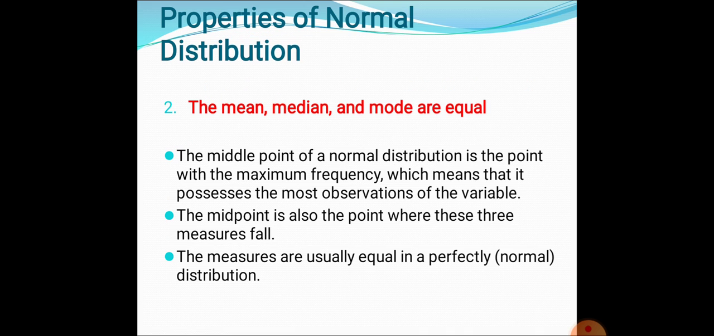The second property of the normal distribution is that the mean, median, and mode values are equal. It is a perfect distribution.